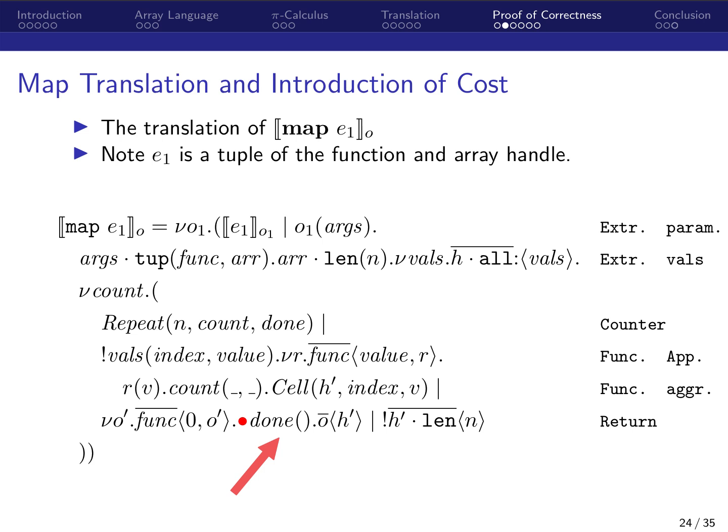And note the red dot here. The red dot says that this is where computation, the actual computation, has finished. All the other previous communications in our Pi calculus process all had to do with setting things up.